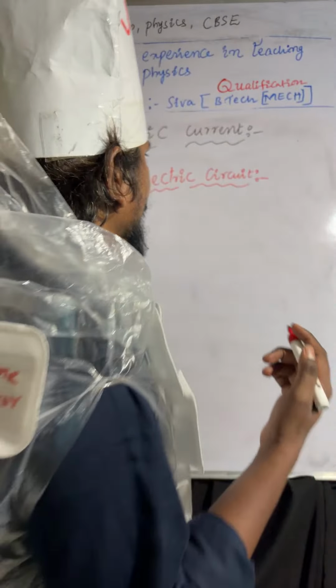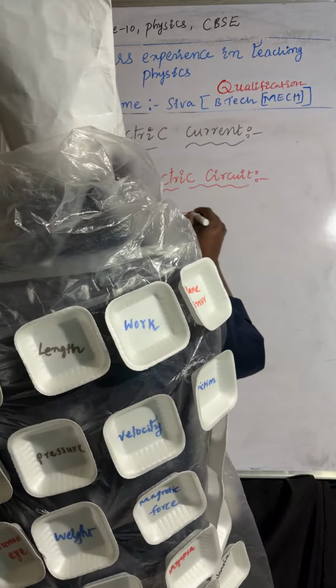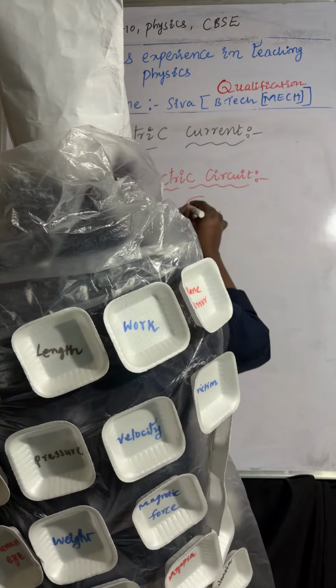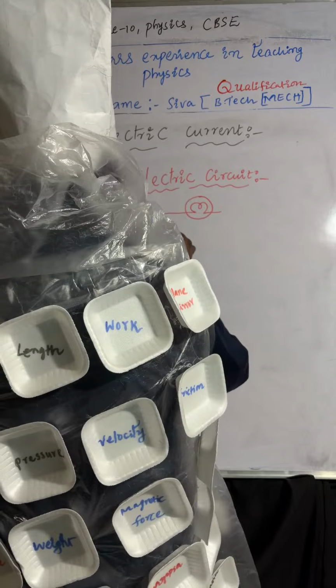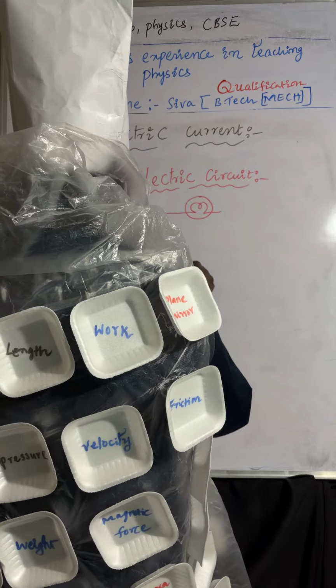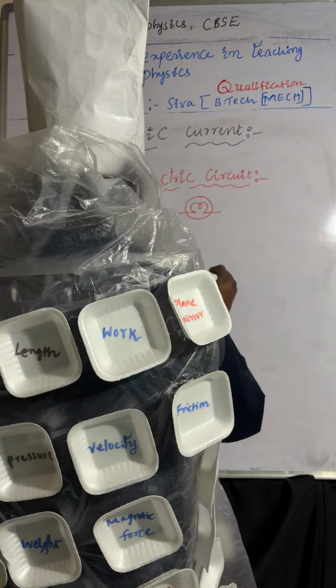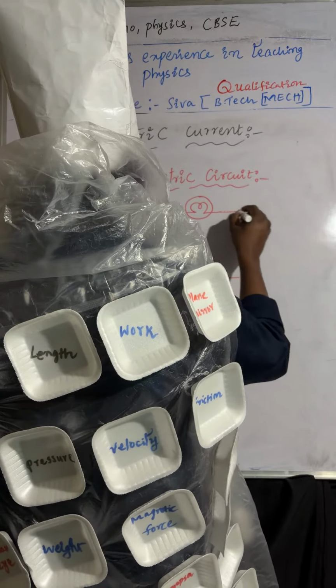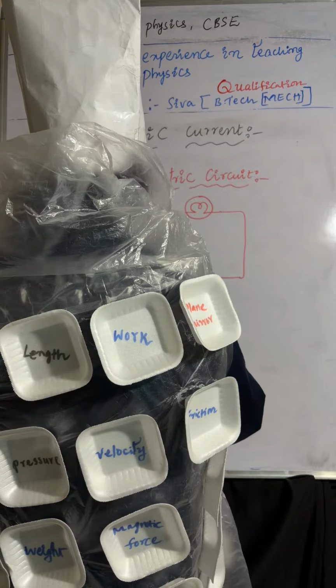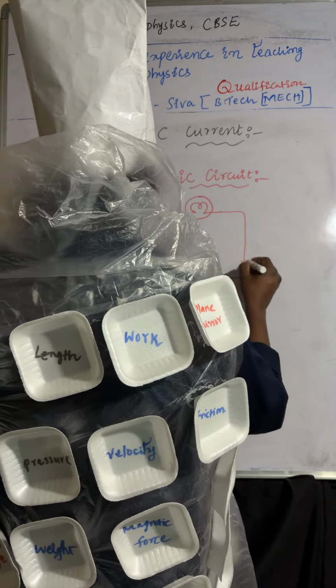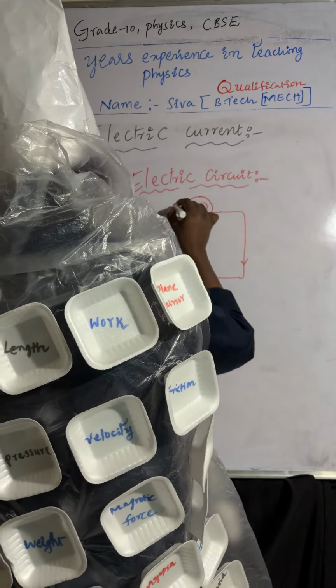And coming to the next one, here I am taking the bulb and the ammeter. This is the ammeter, and the next one is the battery. Next one is the switch. Here I am taking current passing through the circuit. This is the bulb.